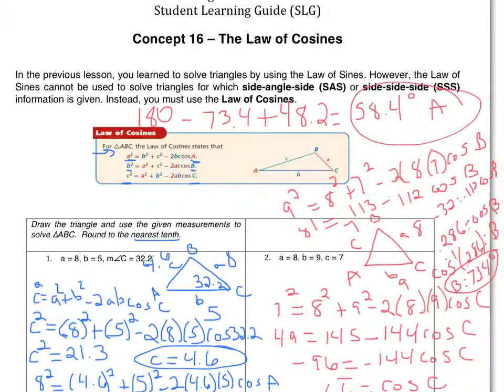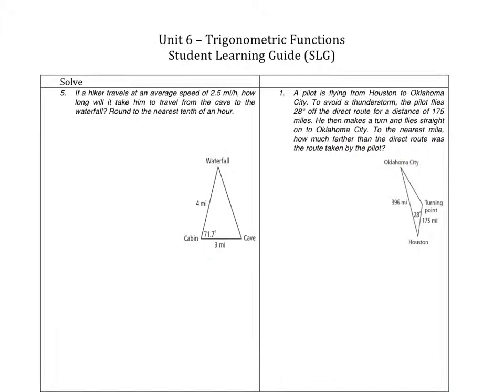Now we're going to go ahead and look at a story problem using law of cosines. In this example, the triangle is already drawn for us. It's probably not to scale either, but we're going to use it. If a hiker is averaging 2.5 miles an hour, how long will it take him to travel? So I am looking at how long it will take him. That's what I'm looking at. It's going to take him 2.5 miles an hour. Now I just need to find out how far the cave is to the waterfall. So let's go ahead and figure that out.